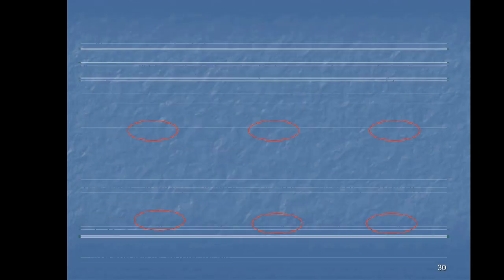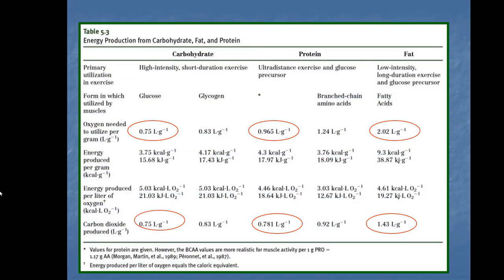So if we look at this chart, and I circled the numbers I think are relevant here. Carbohydrate, glucose or glycogen, I just circled glucose. This is about how much oxygen you need to utilize to metabolize a gram of carbohydrate. So 0.75 liters of oxygen per gram of carbohydrate. In return, this is how much carbon dioxide is given off when you metabolize glucose.